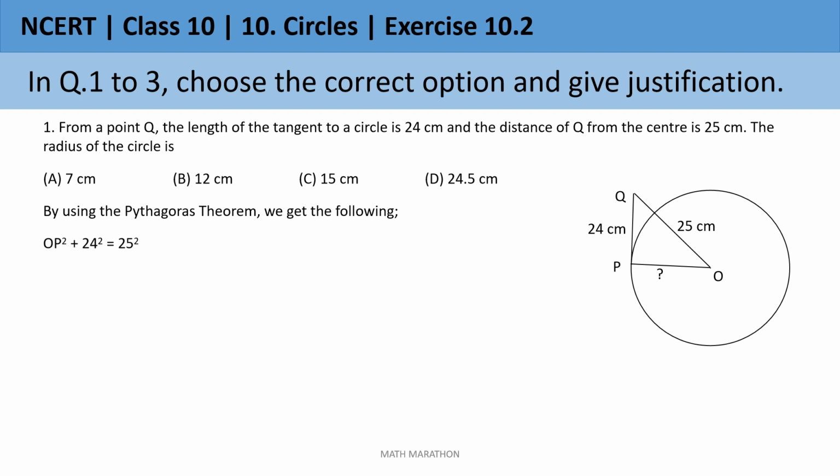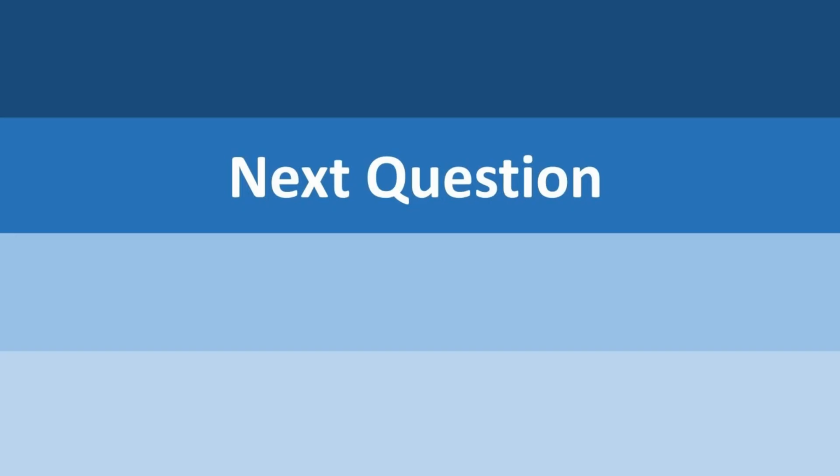OP square plus 24 square is equal to 25 square. OP square plus 576 is equal to 625. Let us subtract 576 on both sides of the equation. We get OP square is equal to 625 minus 576. OP square is equal to 49. OP square is equal to 7 square. OP is equal to 7. So, answer is option A, 7 cm. Let us see next question.